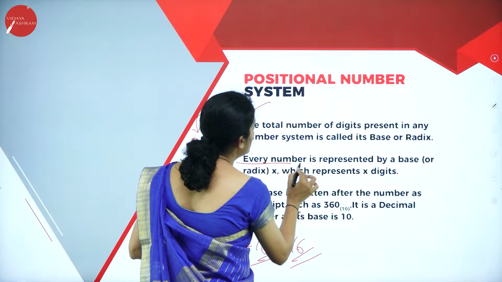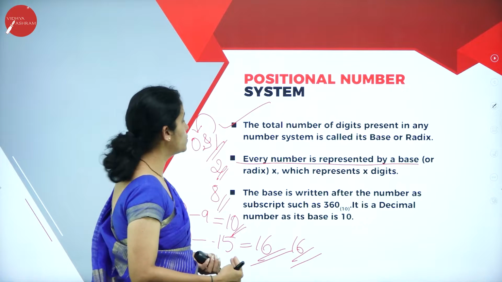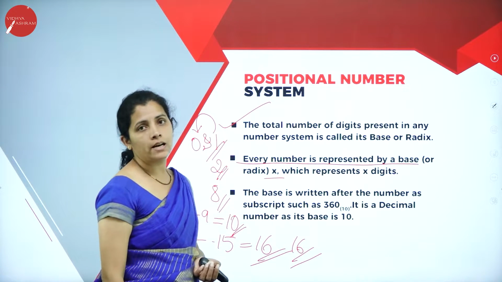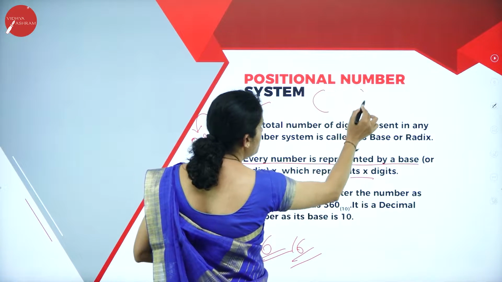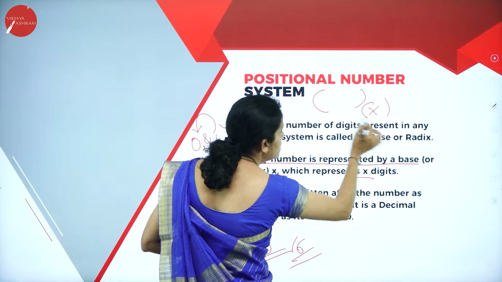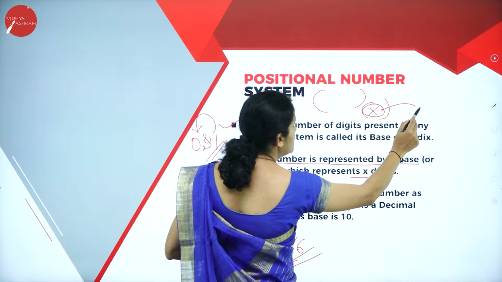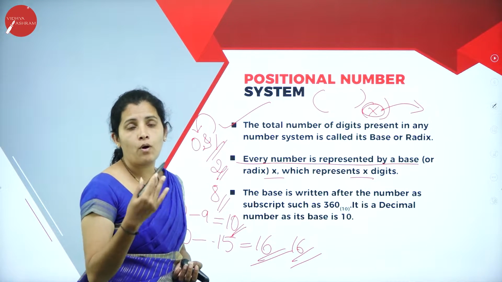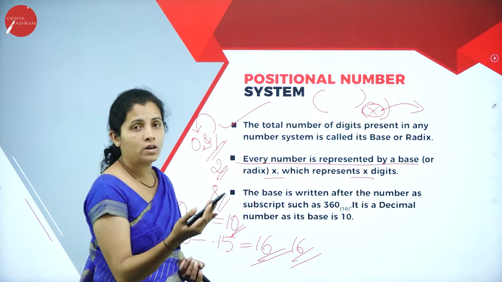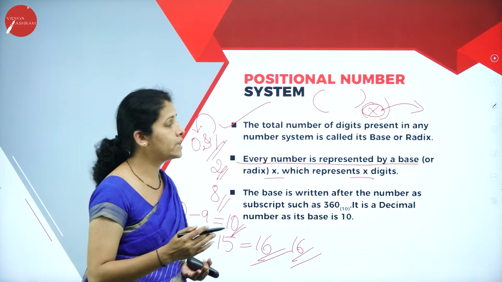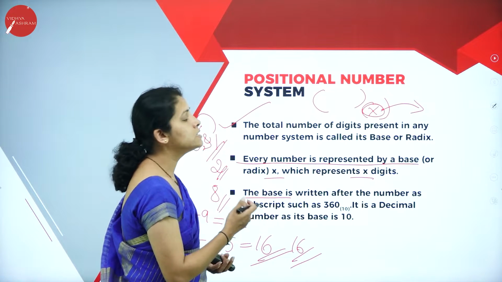So here every number is represented by the base value or index value x, which represents x digits. That means think that this is your number, and to represent the radix or base, I'm going to have x. So here x is used to represent which type of positional number system, either binary or octal or decimal or hexadecimal. The base is written after the number as a subscript.